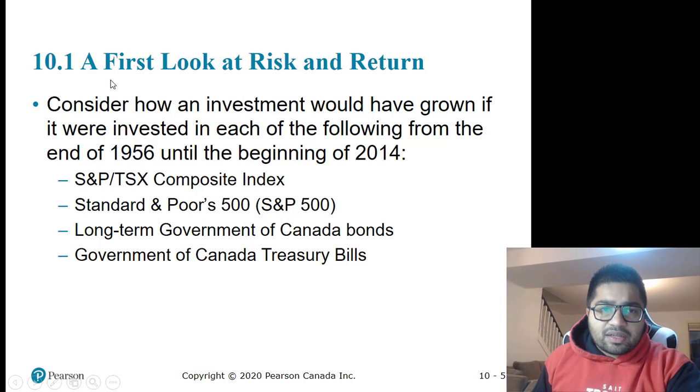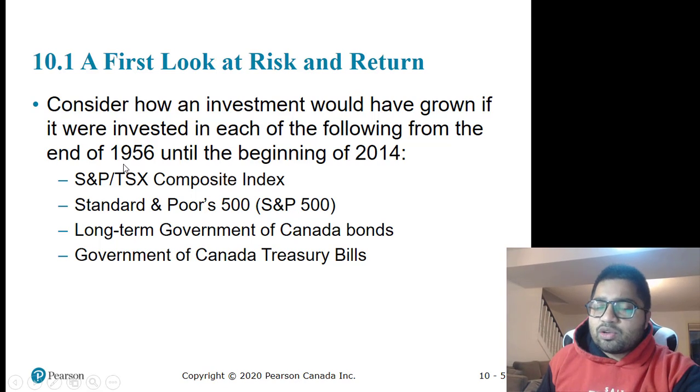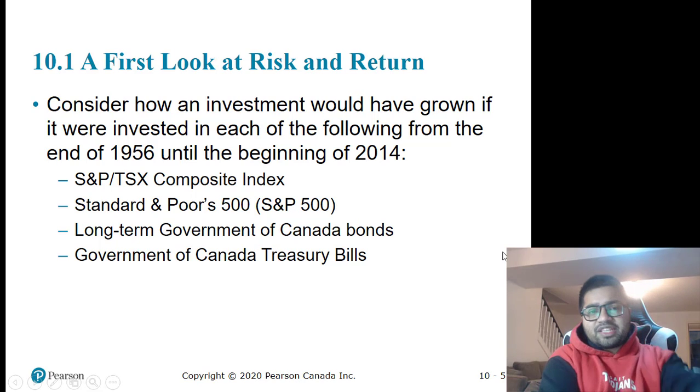So let's start. Consider how an investment would have grown if you had invested in the following. They're looking at data from 1956 to 2014: the S&P 500, the TSX Composite, long-term Canadian bonds, and Government of Canada Treasury bills. I'll explain each one of them.